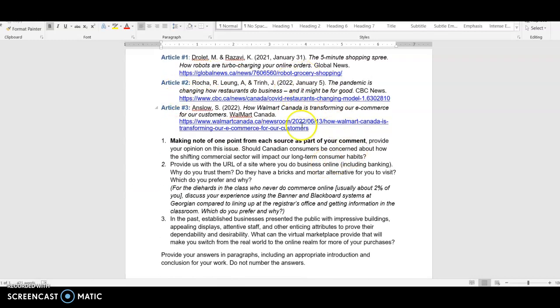After you've read those 3 articles, please make notes on them as you go through, considering this question. Provide your opinion on the issue. Should Canadian consumers be concerned about how the shifting commercial sector will impact our long-term consumer habits? And you're going to find content in each of these 3 articles regarding Canada's long-term consumer habits. So just keep that in mind. As you write your answer, I want you to make reference to each of the 3 articles. If you do not do that, you will not be given marks for that section.